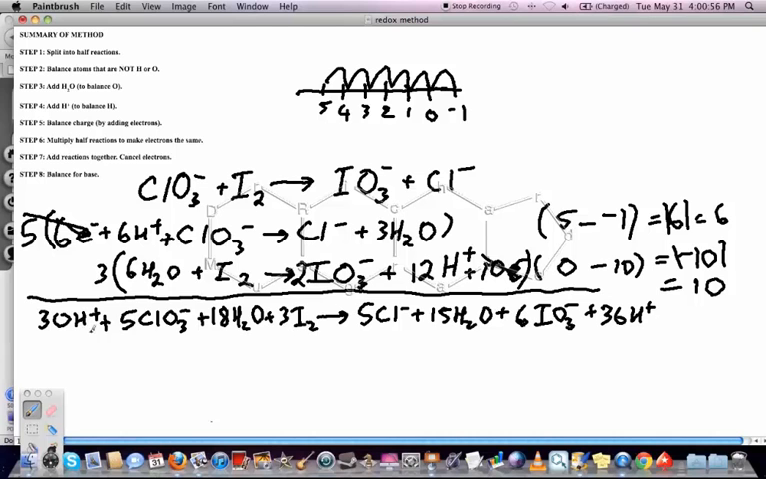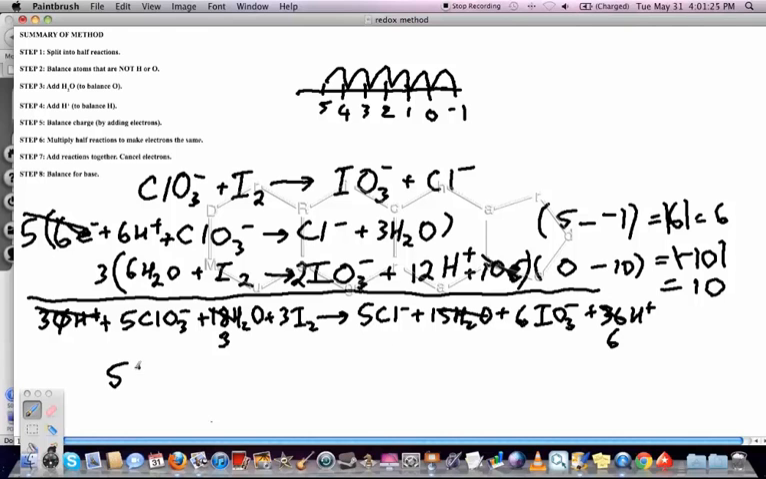Alright. This is 30H plus. Alright, so the 30H plus will cancel with that. That'll give us 6 on this side. We've got 18 waters over here, so that's going to cancel with the 15, and we'll be left with 3 on this side. Alright, so we just subtracted 15 waters from each side and subtracted 30H plus from each side.